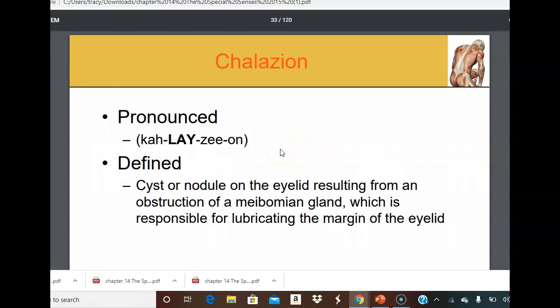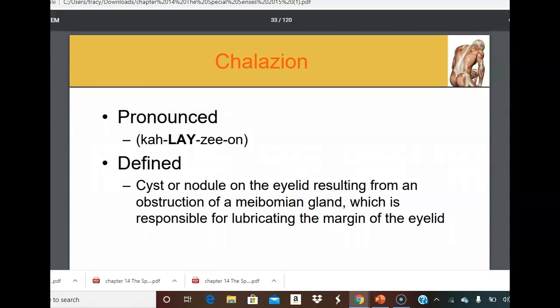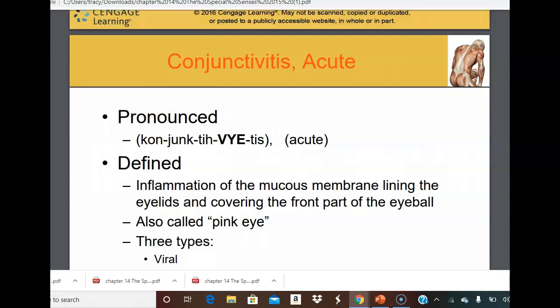A chalazion is a little cyst or nodule on the eyelid, resulting from an obstruction of the meibomian gland. So the meibomian gland is a specific sebaceous gland that secretes sebum in the eyelash margin. Okay, and so it's responsible for lubricating the eyelashes. And so if one of those becomes obstructed, then it can lead to a cyst or a nodule, and that would be called a chalazion. Okay. It's a little bit different than a stye, and we'll talk about that in a little bit. We'll get to stye because there's another word for stye.